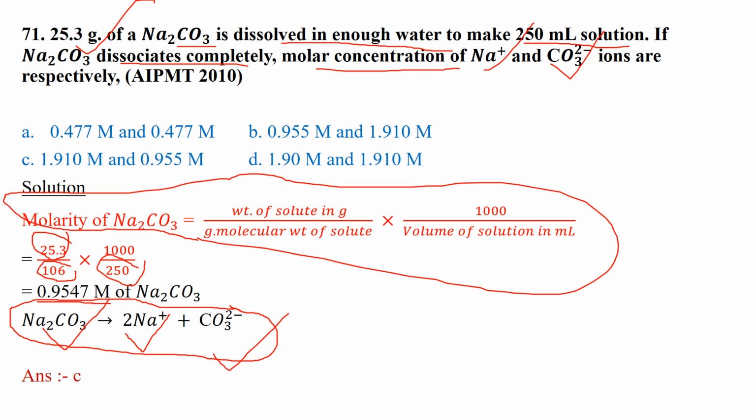Then what is the concentration of Na plus? 1 mole of Na2CO3 gives 2 mole of sodium ion and 1 mole of carbonate, means 1 molar sodium carbonate is equal to 2 molar sodium ion and 1 molar carbonate ion. Then 0.9547 into 2 is the molar concentration of Na plus, that is 1.910 molar, and in case of carbonate ion 0.9547 molar. So we multiply by 2 in case of sodium and put it as it is in case of carbonate. Answer will be C.